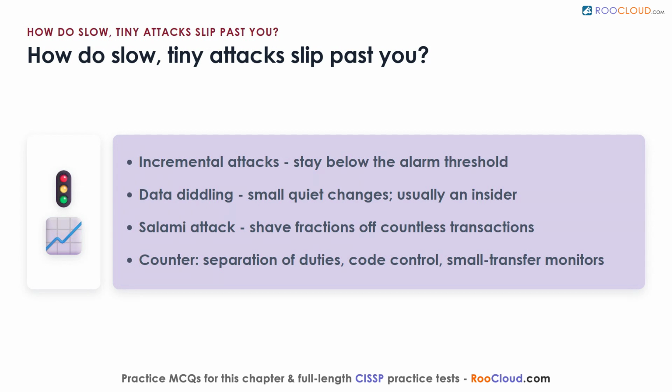You counter both with separation of duties, tight control over code, and monitors that watch for the small, repetitive transfers most people would overlook. Think of someone skimming a single grain of rice from every sack in the warehouse, unnoticed each time, a fortune over a year.